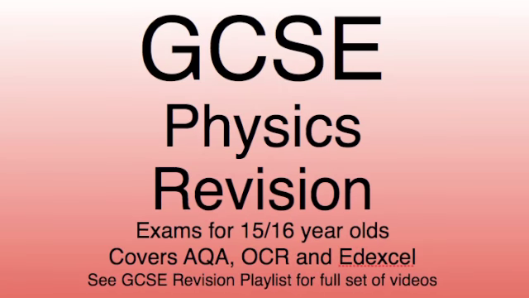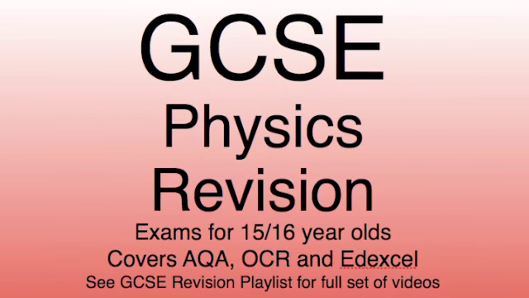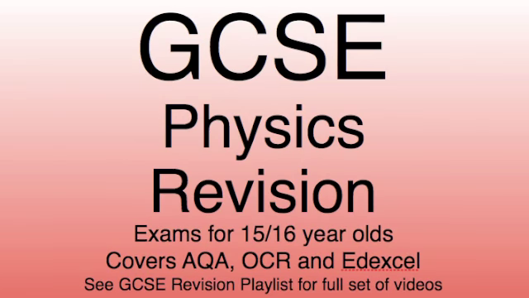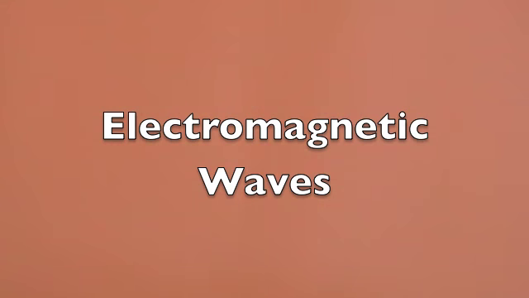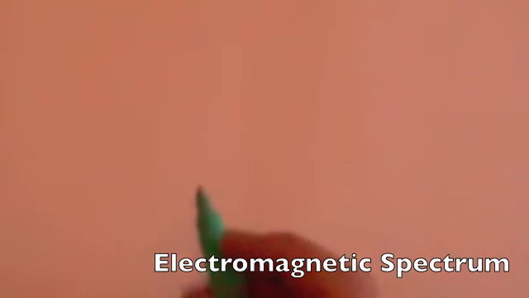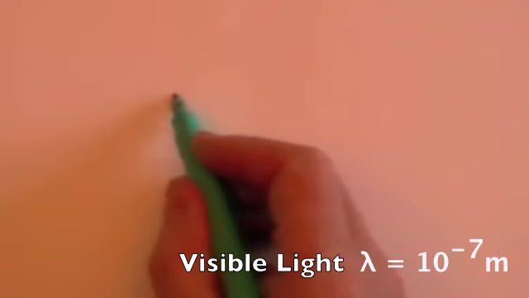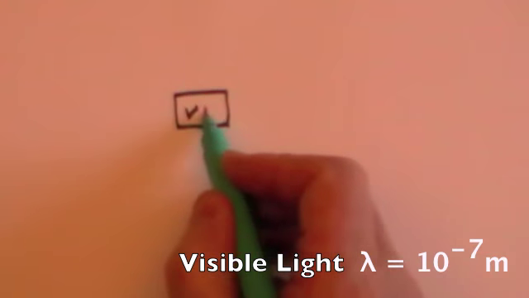Hello, today we're continuing in our series of GCSE physics revision looking at electromagnetic waves, or as we shall see, that includes light. So light is an electromagnetic wave, but it is only part of what is called the electromagnetic spectrum. So let's put light, visible light, the light that you can see, is part of the electromagnetic spectrum.